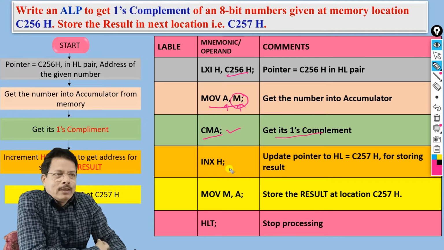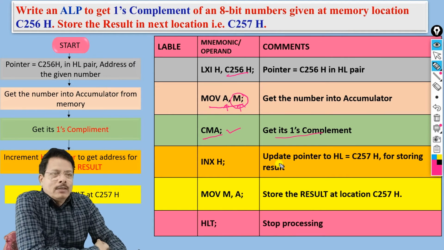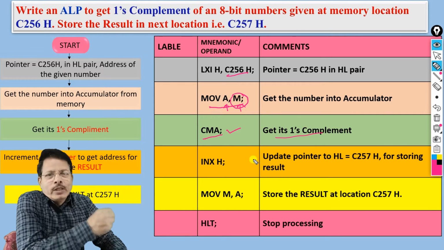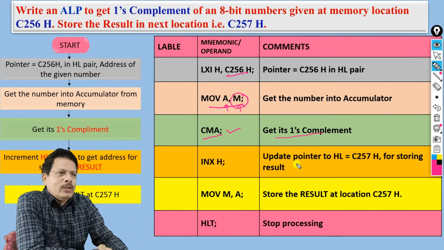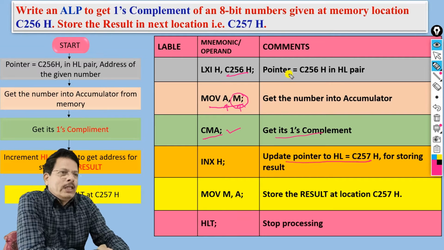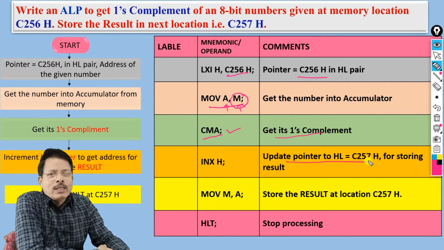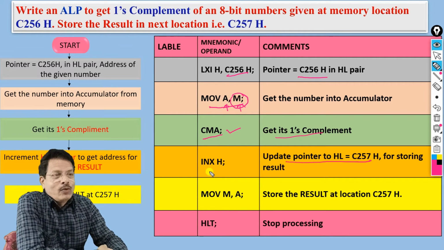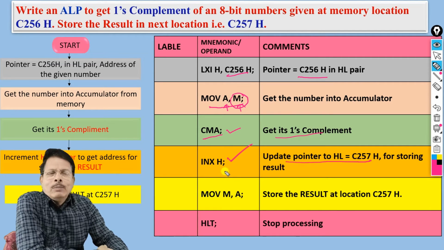Okay. Now we want a pointer ready to store the result, and we want to store it in the very next location. So update the pointer in HL to C257. Initially it was loaded with the address C256, and in order to get the next address we just increment the HL pair, and therefore the instruction used here is INX, increment HL pair.